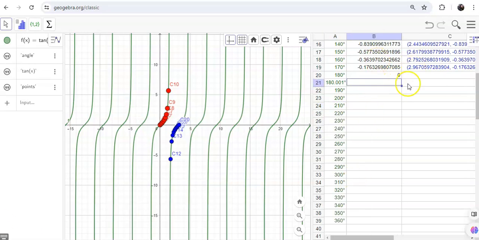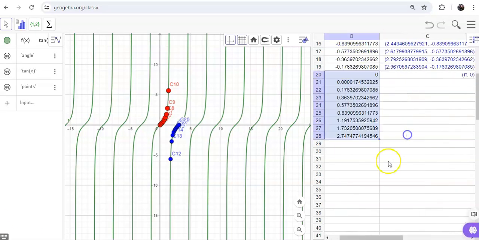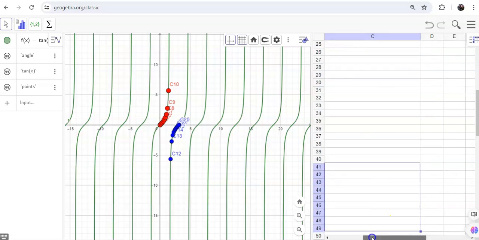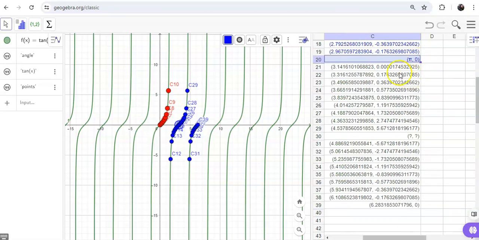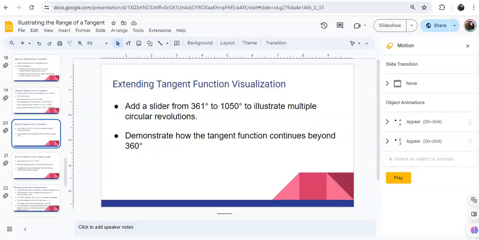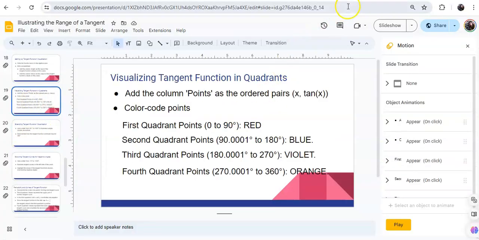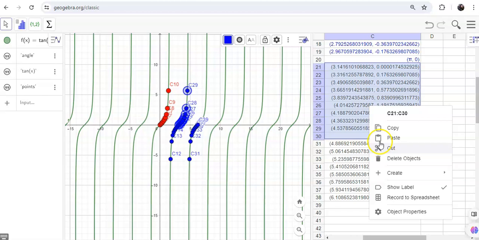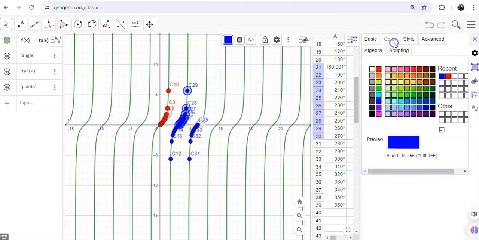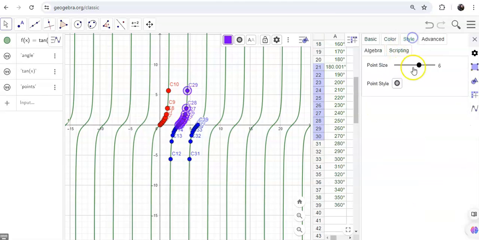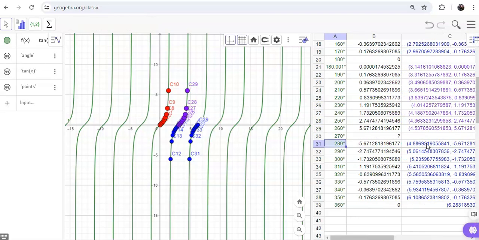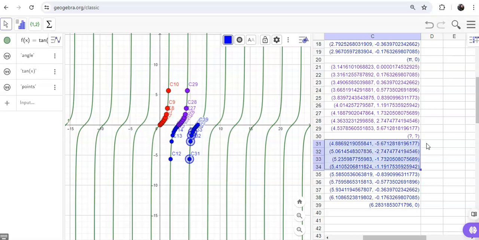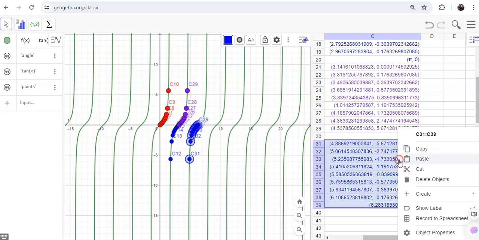For columns B and C, we just need to drag down because we already have a predefined formula for it. Of course, don't forget the color coding. So for the third quadrant, we're going to have violet. For the fourth quadrant, that's beyond 270, we're going to have orange.